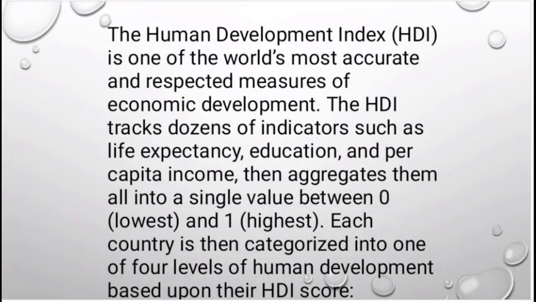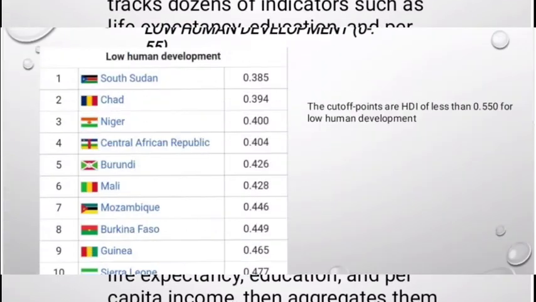The Human Development Index (HDI) is one of the world's most accurate and respected measures of economic development. The HDI tracks dozens of indicators such as life expectancy, education, and per capita income, then aggregates them all into a single value between 0 lowest and 1 highest. Each country is then categorized into one of 4 levels of human development based upon their HDI score.